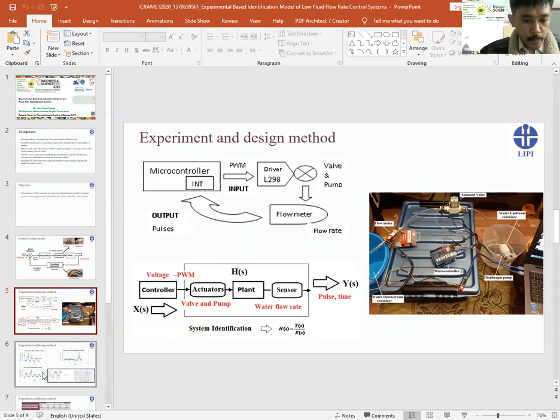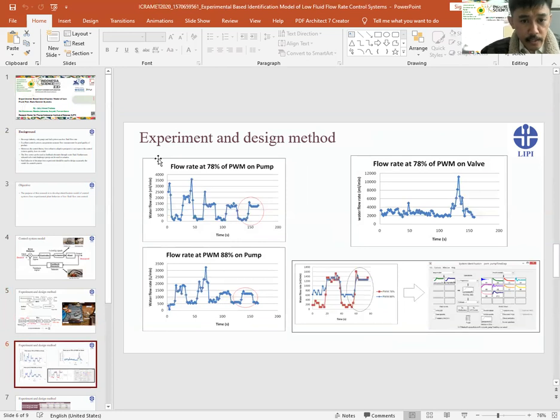Let's continue. This is the data, experiment and the design method. This is the data for the pump. This is for the valve. You can see from the pump there is a signal of 78%. You can see the data is more unstable at first but then becomes more stable. The pattern here, the red cycle, is also the same in this measuring result. But this is for the 88% signal, a larger signal.